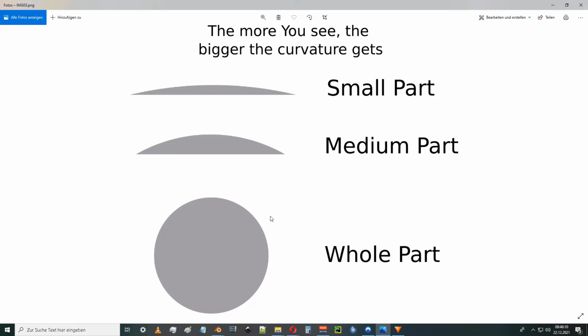So, first off, the principle for curvature on the globe is the more you see of the globe, the bigger the curvature gets. You see, we got there a small part of the sphere. We got little curvature, or relatively little curvature. And we got a medium part of the sphere. We got a bigger curvature, and then we take maybe even a bigger part of the sphere, and we got more curvature going on. And if we have the whole part, we got more curvature even. And yeah, that's about the principle. Let's go to the practical part.